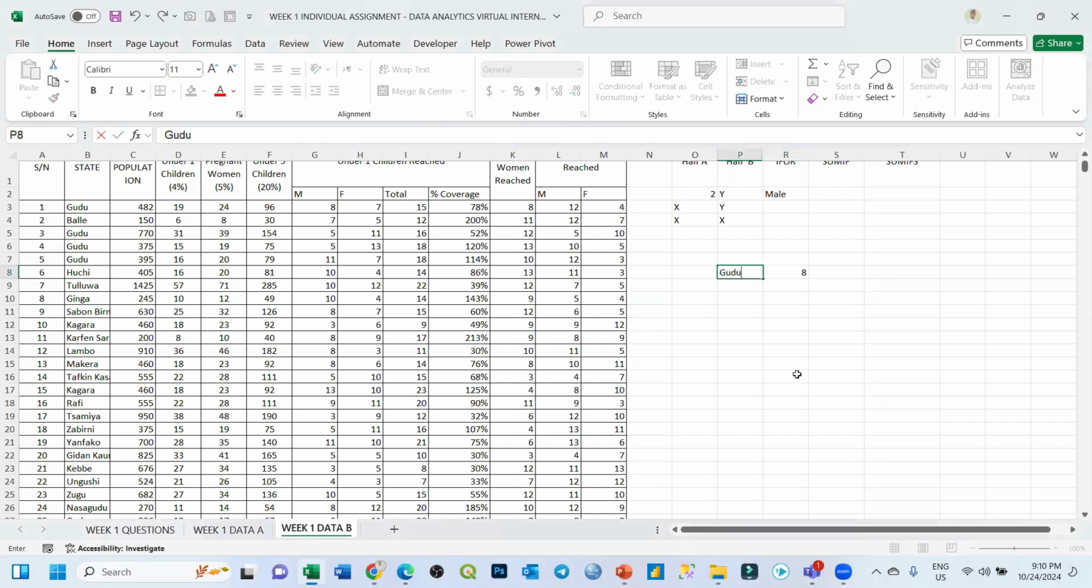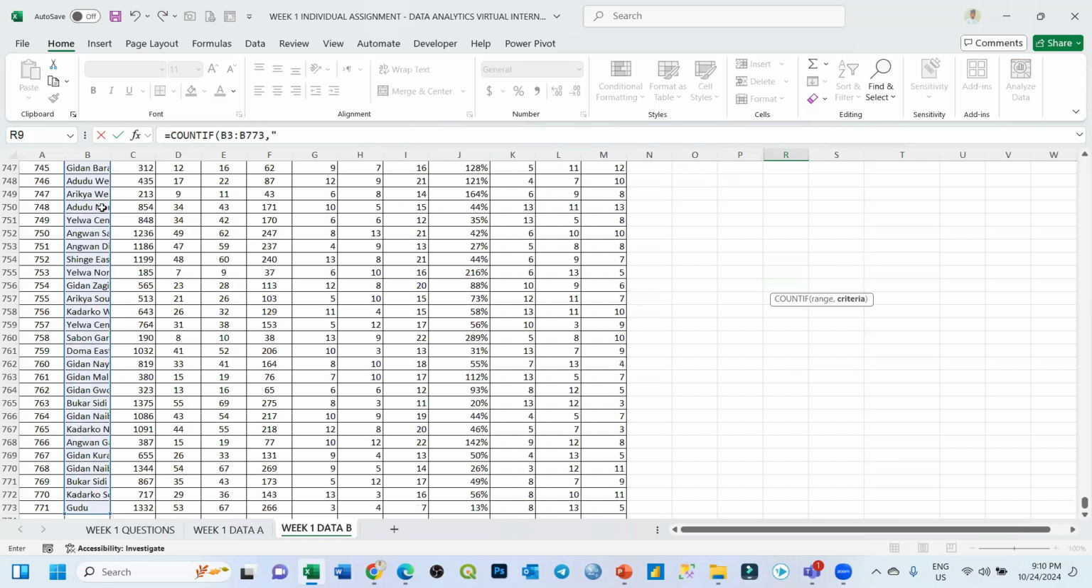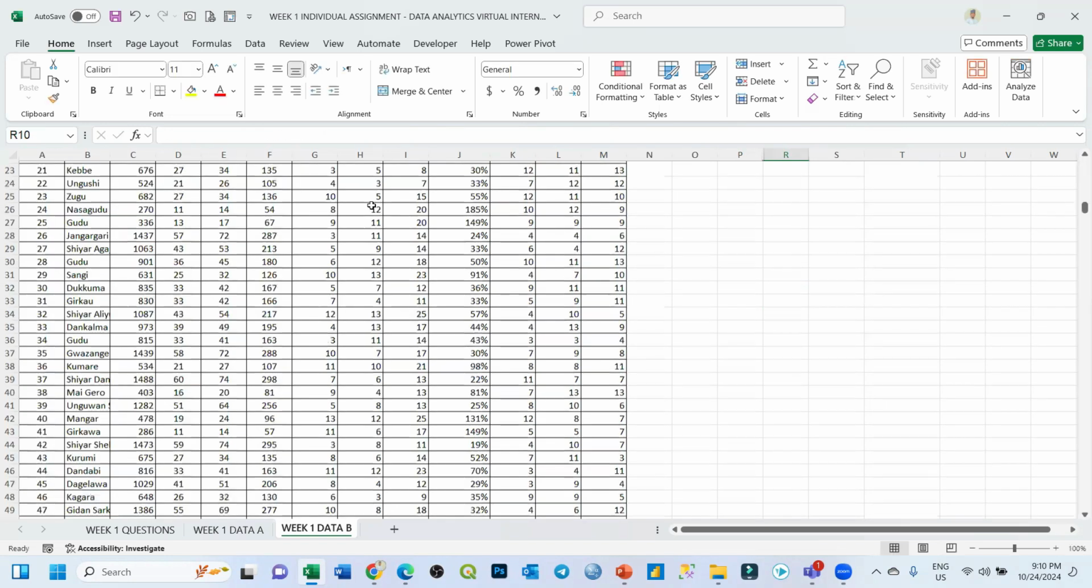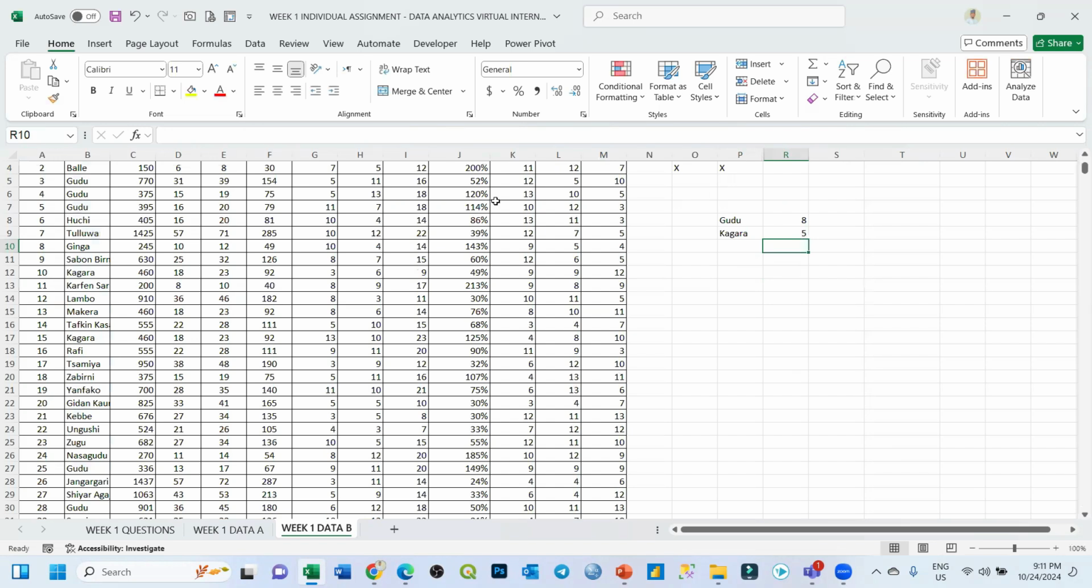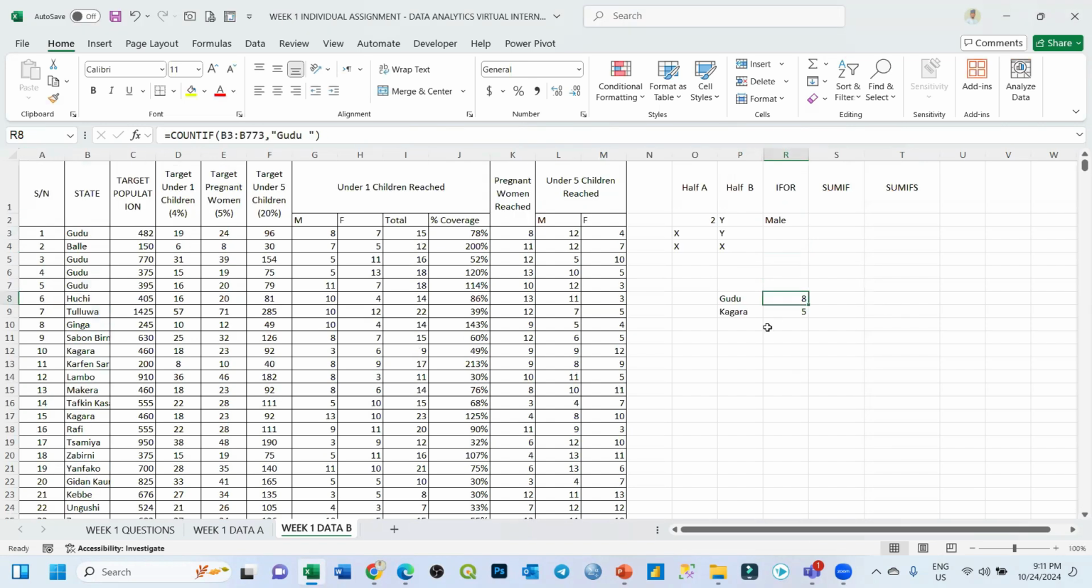LGA. So for Gudu, we have this, and I think it's Kagara that we use again. Let me just drag this. For Kagara, we have what? Let me remove this. COUNTIF, open bracket, this is my range, comma, what I am looking for is Kagara. I don't know if Kagara has extra spaces, but let's check. If we see 0, definitely there is no space in the name Kagara. So we have 5 and we have 8. Kagara appears 5 times within the range, and Gudu appears 8 times within the range.